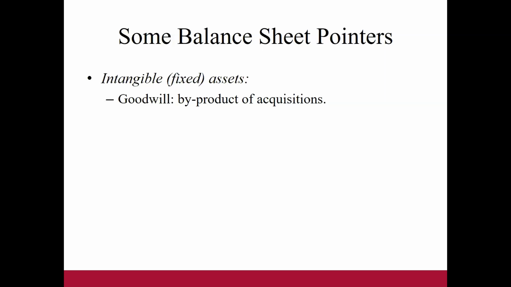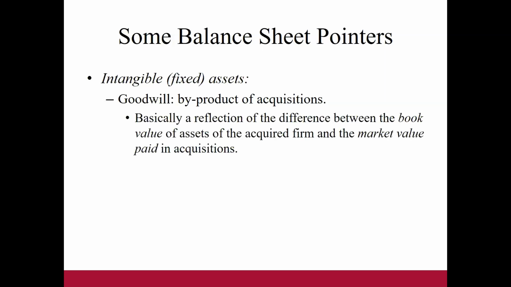So when one firm buys out another firm, you may end up paying more than the book value of the assets. And that's more likely to happen because you end up paying the market value, or sometimes even more. We'll talk about that. But goodwill is a balancing item, and so it reflects the difference between the book value of assets that you're acquiring and the market value, or the amount that you're paying.